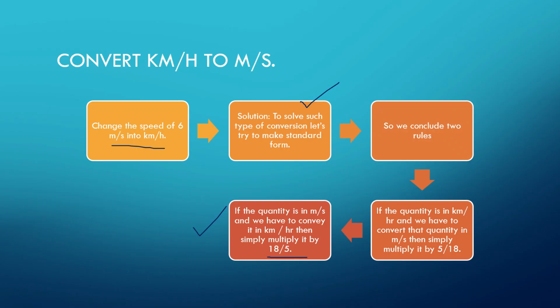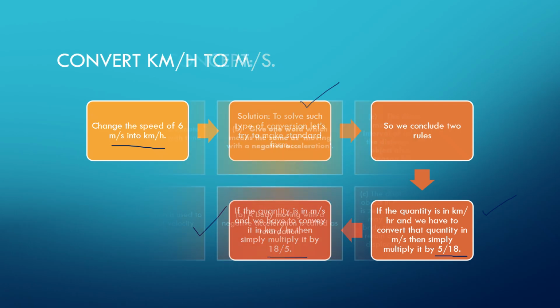And if the quantity is in kilometer per hour and you have to convert it into meter per second, you just have to multiply by 5 upon 18. Even if you want to do the calculation by converting kilometer to meter and then dividing by 60 into 60, when you reduce it to the lowest term, you will get 18 upon 5 for meter per second to kilometer per hour, and 5 upon 18 for kilometer per hour to meter per second. So please remember, this is utterly important.